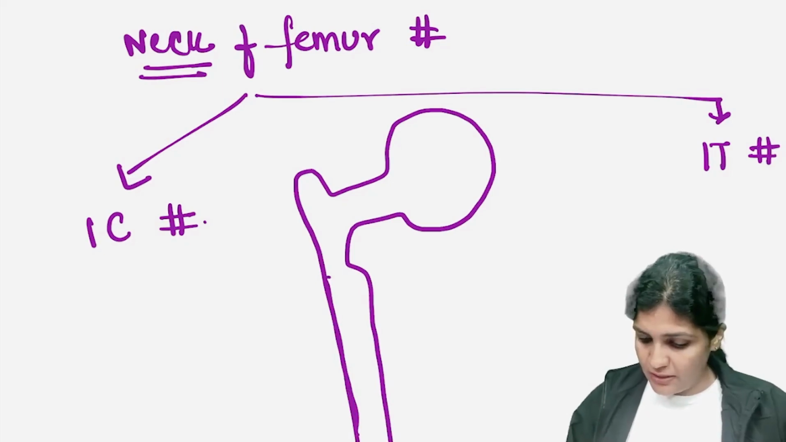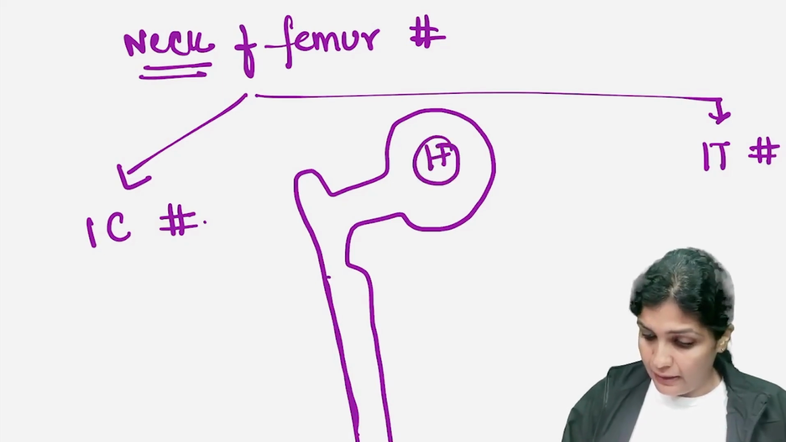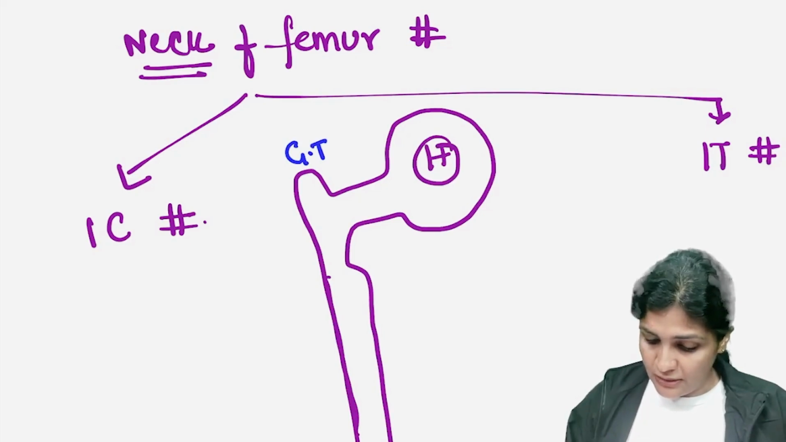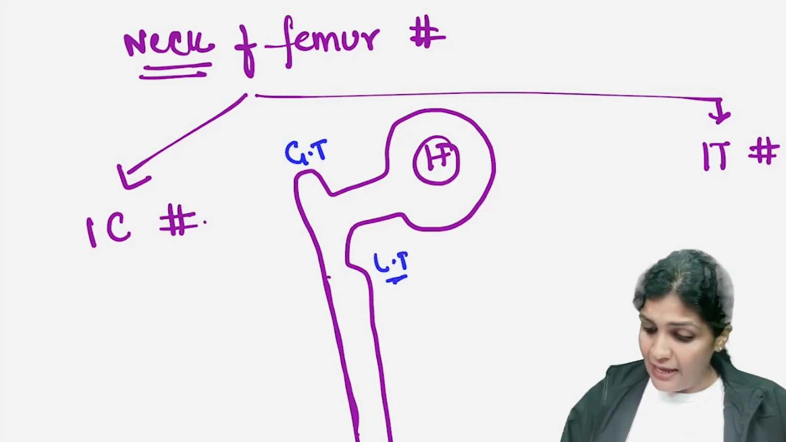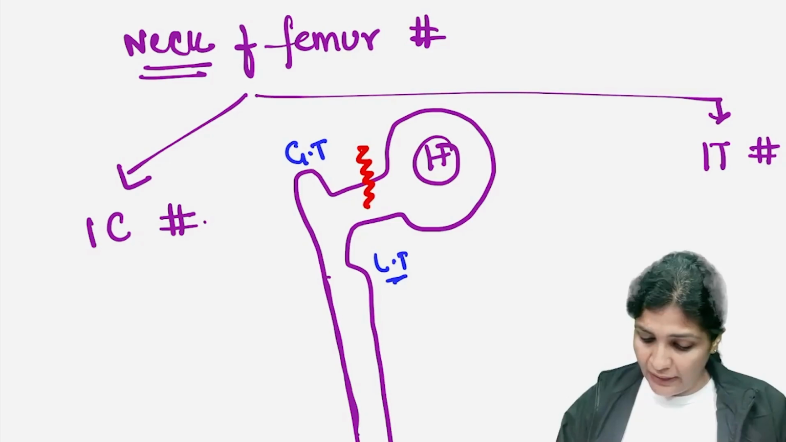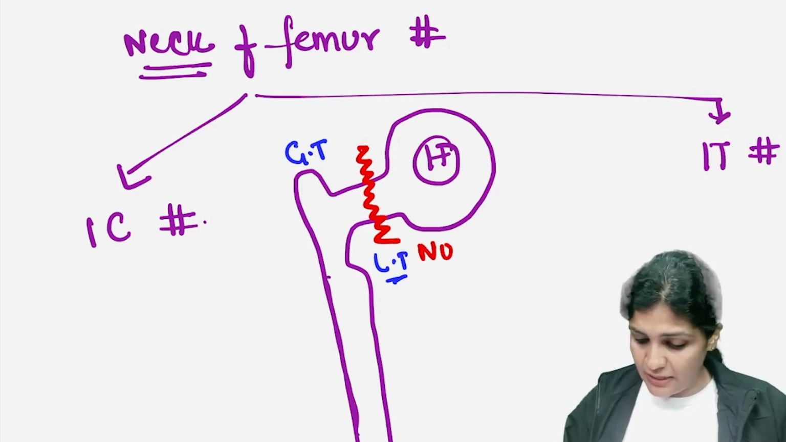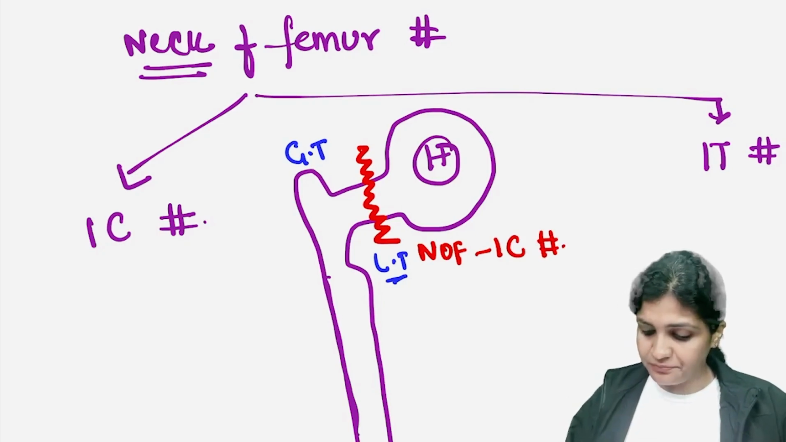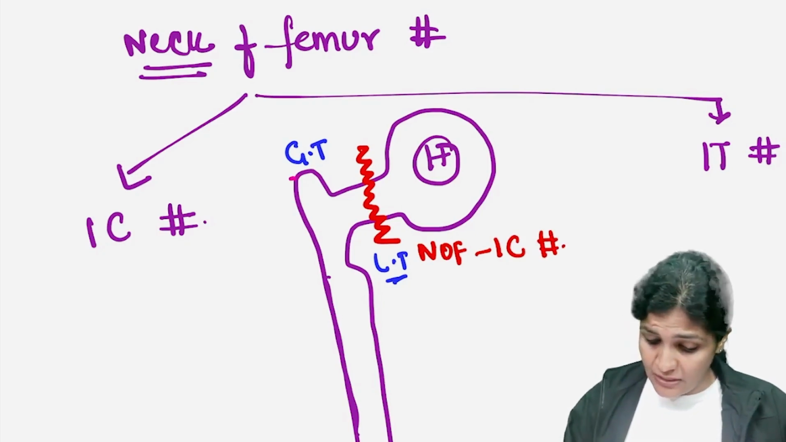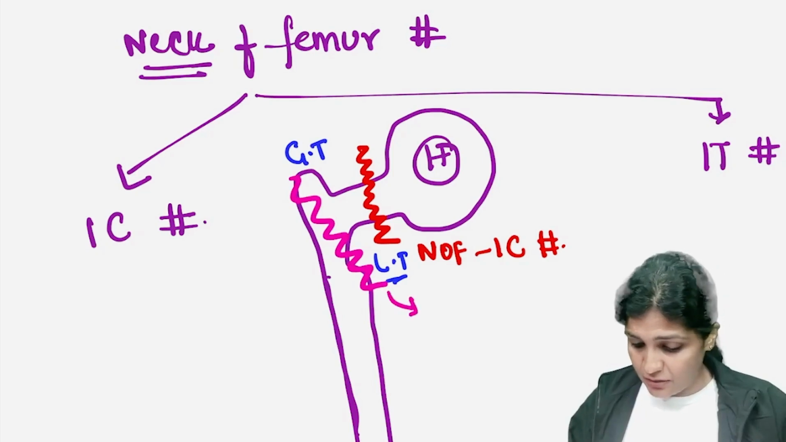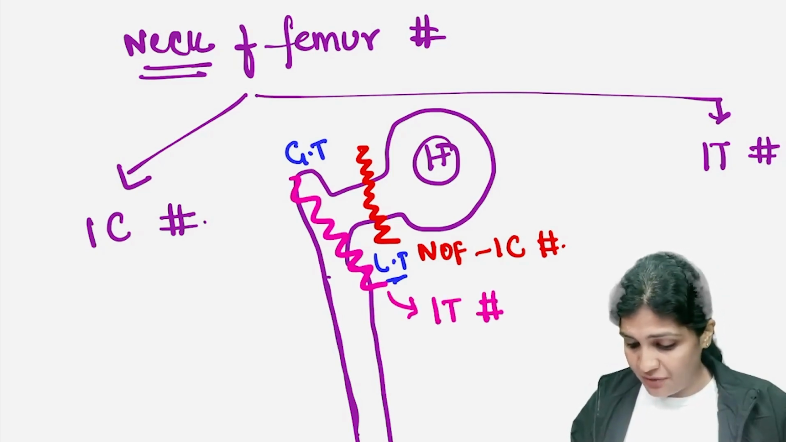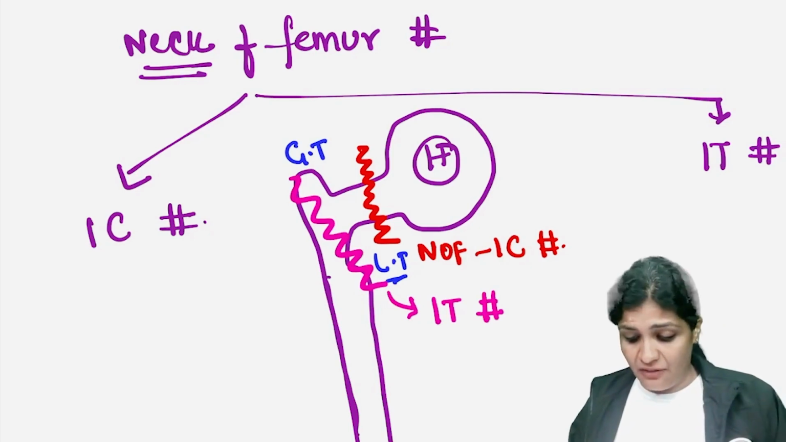So now this is your head. This is your GT. This is your LT. Right? And now this is called the neck of the femur fracture. This is NOF and this is an IC. And now this is called the IT fracture. The pink one is the IT fracture. The red one is the IC fracture.